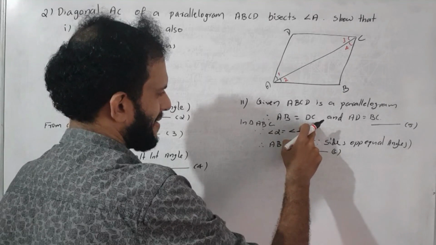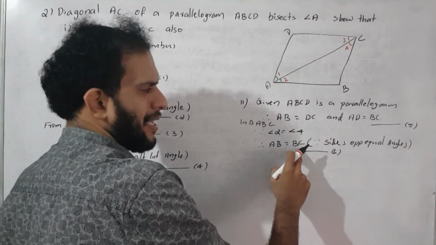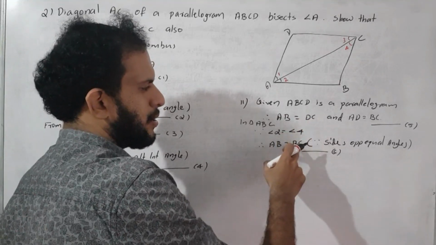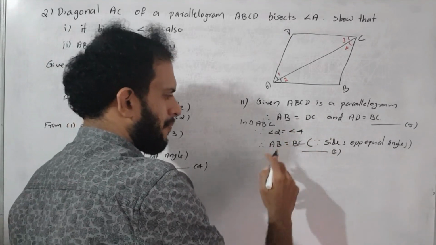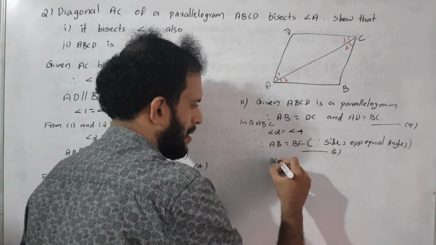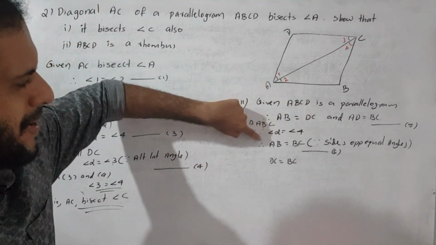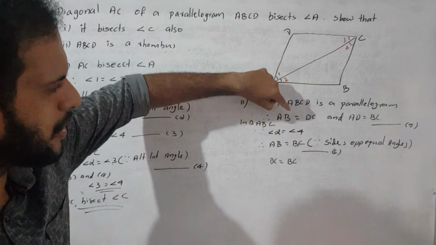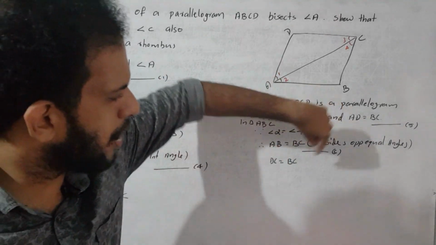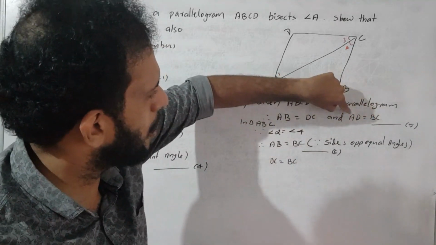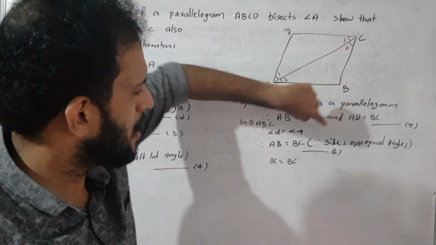Then from equations 5 and 6, what do we get? AB is equal to DC and AB is equal to BC. So what is equal? It is very clear, DC is equal to BC. Comparing these, DC is equal to BC, and BC is equal to AD. Then we get AD is equal to DC.